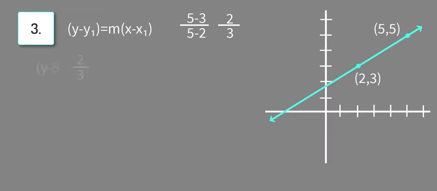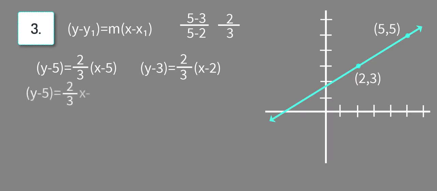So y minus 5 equals 2/3 times x minus 5. Or we can use our other point, (2, 3). So y minus 3 equals 2/3 times x minus 2. And then we'll use both of these to put it into slope-intercept form. And reason being is because that way we can verify that they're both correct. So we'll start with the y minus 5.